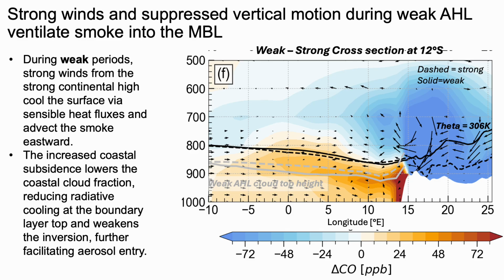So aerosol reanalysis also depicts a similar thing where during weak heat low periods, you have profound smoke transport off the continent and a relatively less smoky continental boundary layer, which we're denoting here with change in carbon monoxide. So basically that increased subsidence and easterly winds are blowing the smoke off the continent and also lowering the cloud fraction. We suspect increasing aerosol entrainment and aerosol activation in the coastal marine boundary layer.